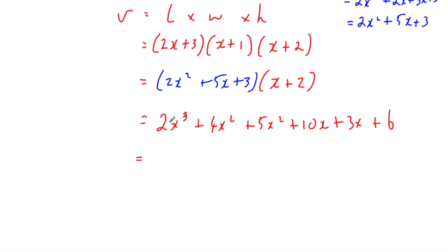So let's simplify this. So in terms of the x cubed terms, there's just one of those, that's going to be 2x cubed. Now let's simplify the x squared terms. So we need to do 4x squared plus 5x squared. So that'll be 9x squared, so plus 9x squared. Now let's deal with the terms involving x. So that's 10x and 3x. So if we add them together, that'll be plus 13x. And then our constants, or our numbers on the end, will be 6, so plus 6. And that's it. So we've got 2x cubed plus 9x squared plus 13x plus 6.